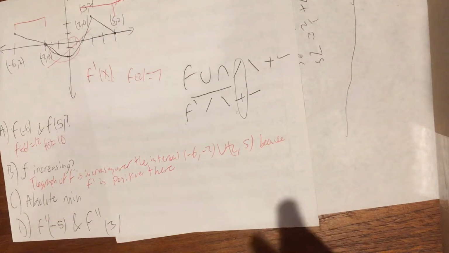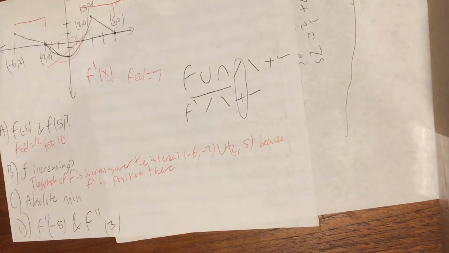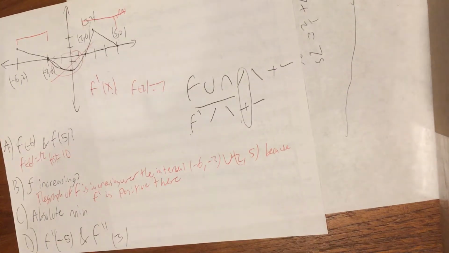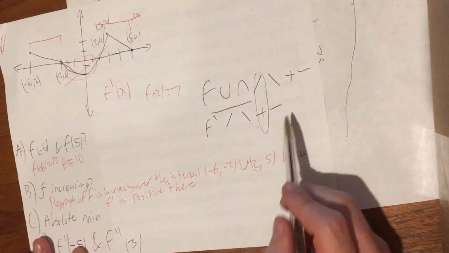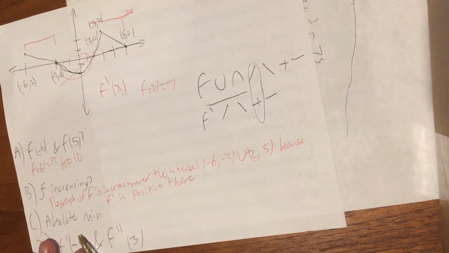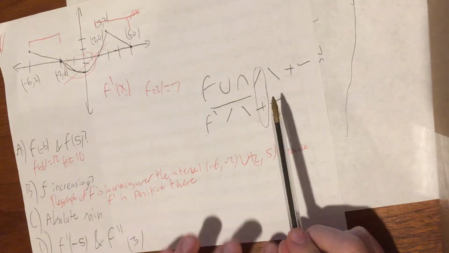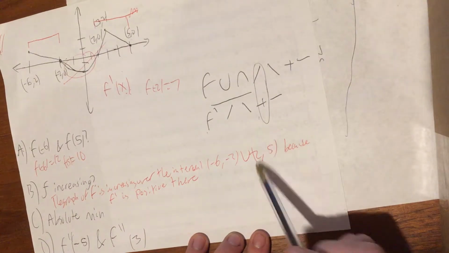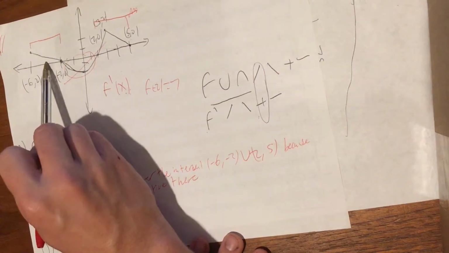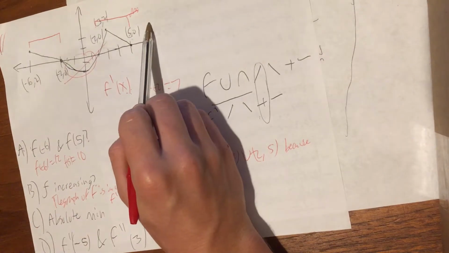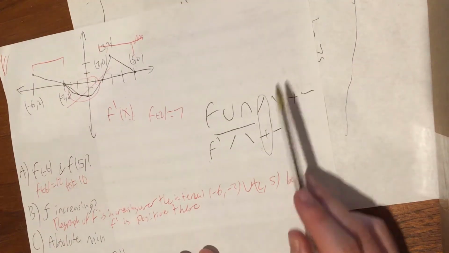Now, the next question asks for our absolute minimum. So we'll go back to our fun chart and we'll see, okay, well, f will have a local minimum value, or a relative minimum value, when f prime goes from decreasing to increasing. So we look at our graph here again, and oh, I'm sorry, I said that wrong.